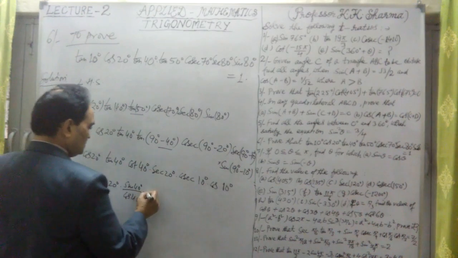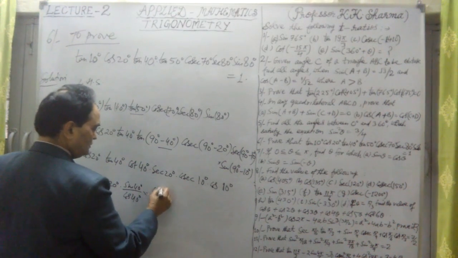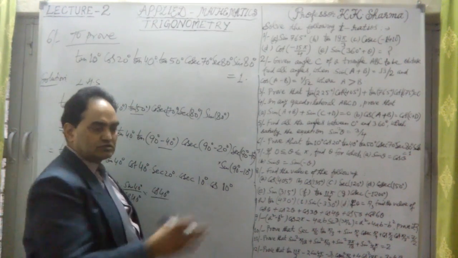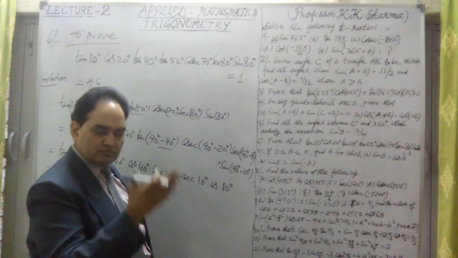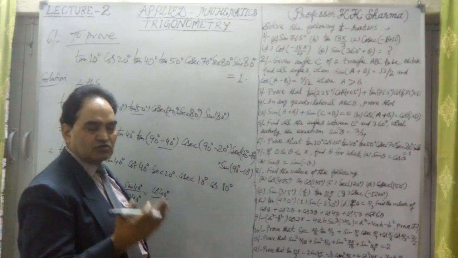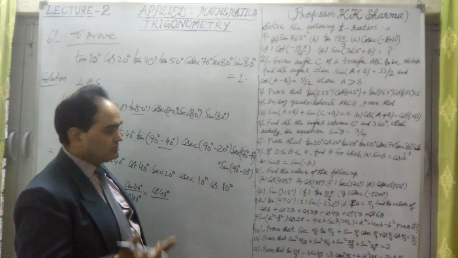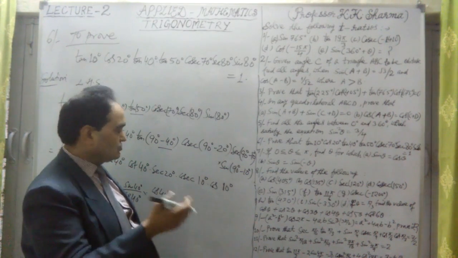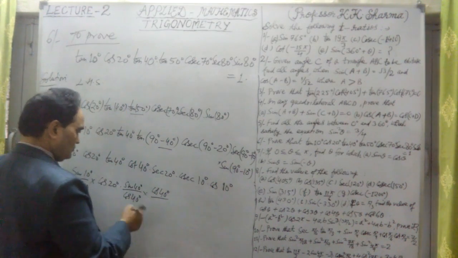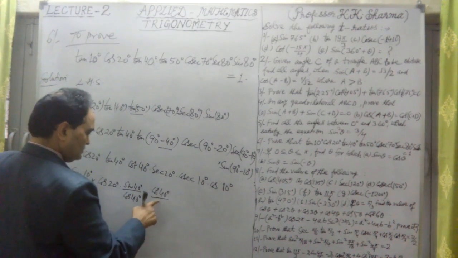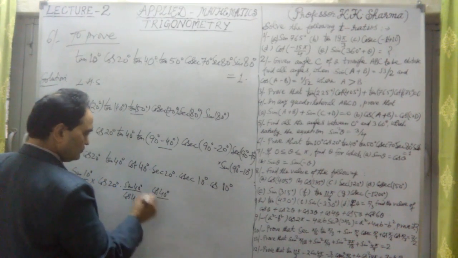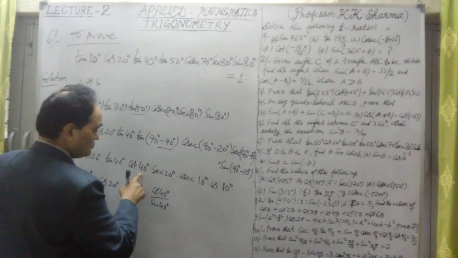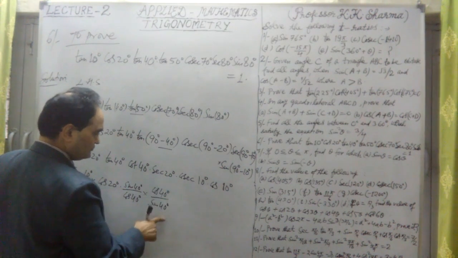Simple. Now cot 40 degree is cos 40 degree upon sine 40 degree. Whenever you are confused, just convert all the trigonometric ratios into sine cos, because tan and cot are quotient ratios and can be expressed in terms of sine and cos. Tan is sine upon cos, and cot is cos upon sine. So cot 40 degrees is cos 40 degrees upon sine 40 degrees.